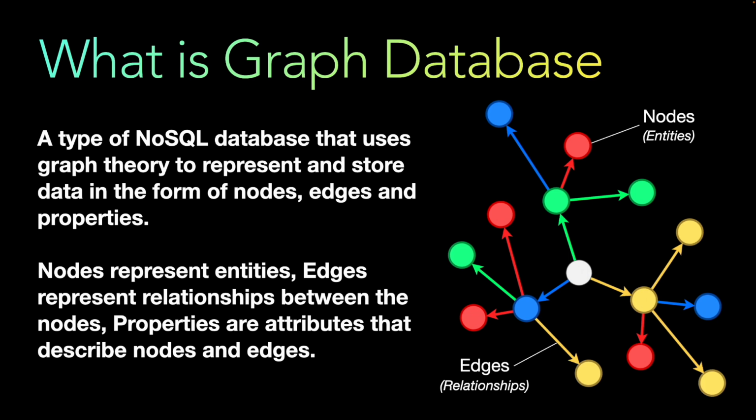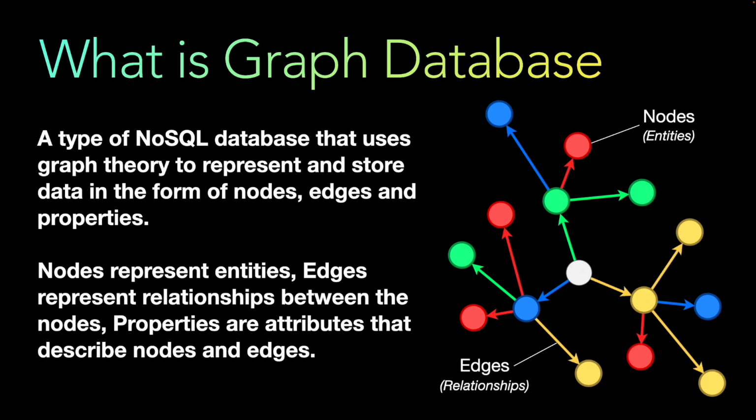Unlike traditional relational databases that store data in tables, graph databases use nodes, edges, and properties to represent and store the data. Properties are attributes that describe the nodes and edges, which can cover various use cases, for example, name, dates, ratings. So those can all be properties.